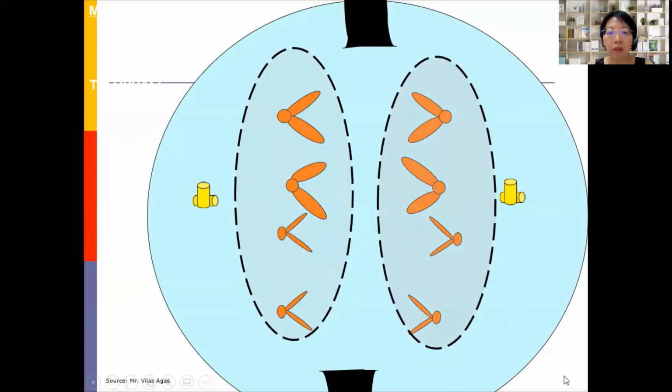Can you see this black color region here? This black color region shows you cytokinesis. Cytokinesis can overlap with telophase. Sometimes cytokinesis can overlap with telophase. Okay.